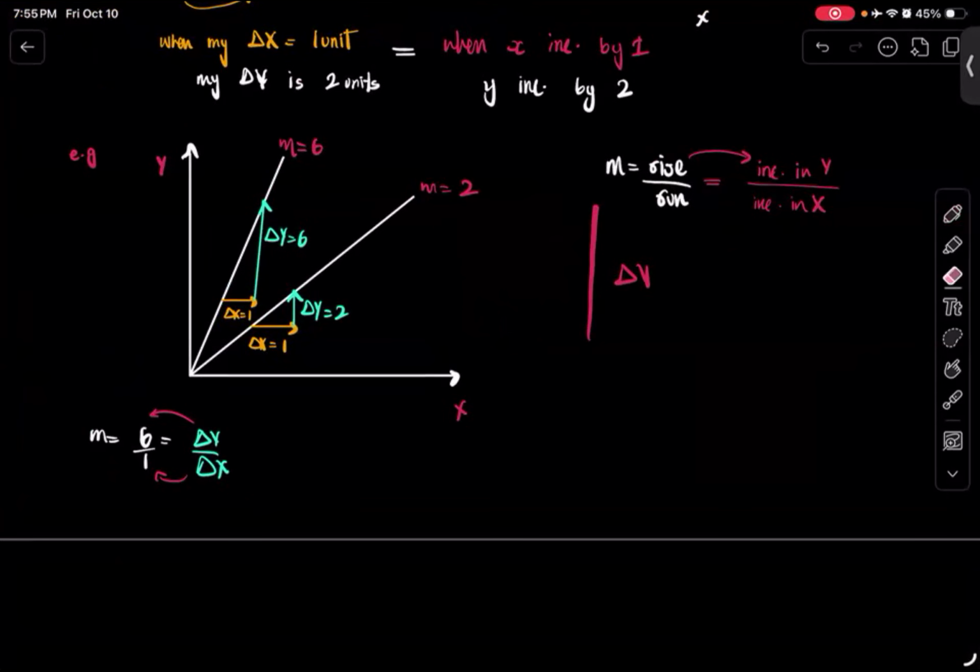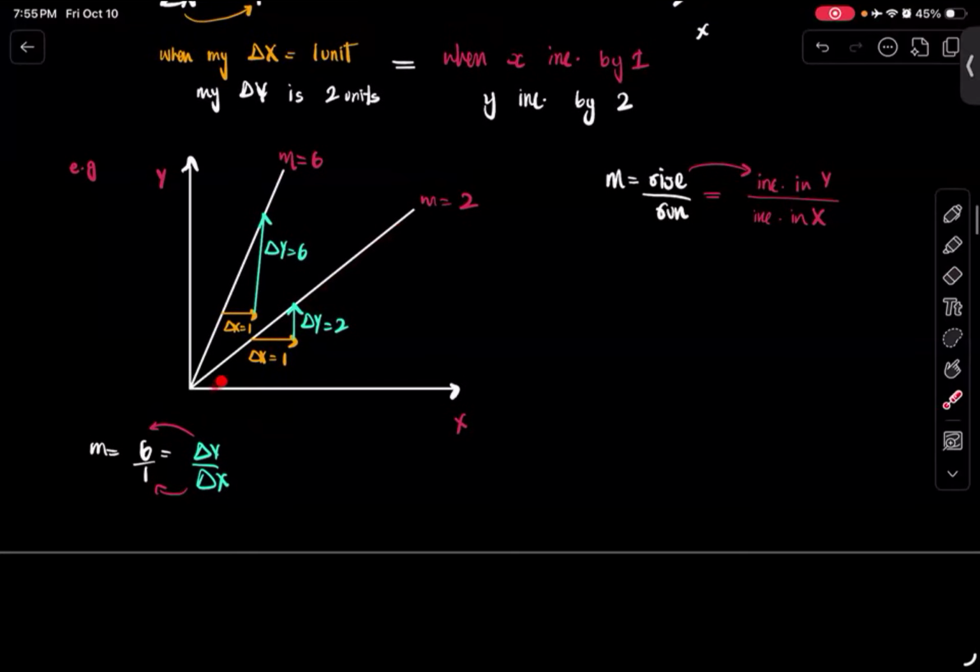So by the way, can you look at the graph and see which one has a larger gradient without having the numbers?